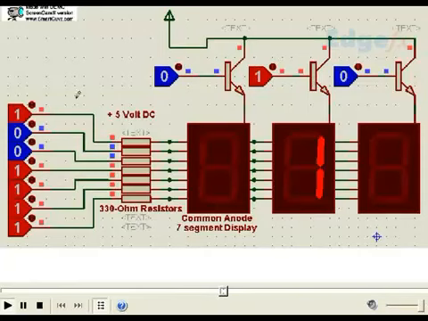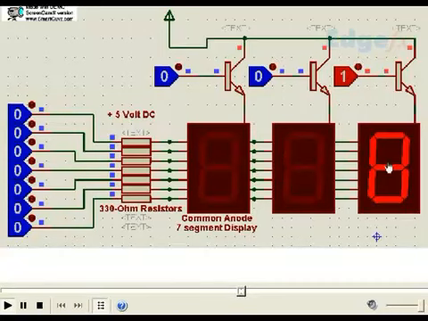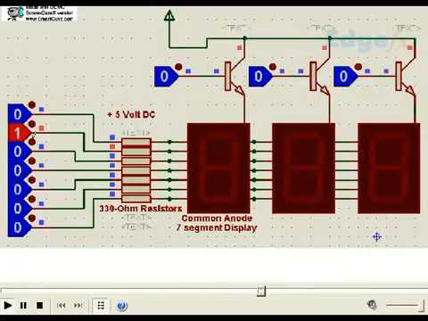Now supposing all are made 0 here, we know that this will become 8. Or if this is given high, this becomes 8. That is how we first got 7 here, 1 here and 8 here. That means when the data for 8 is coming, this is made high. When the data for 1 is coming, this is made high.